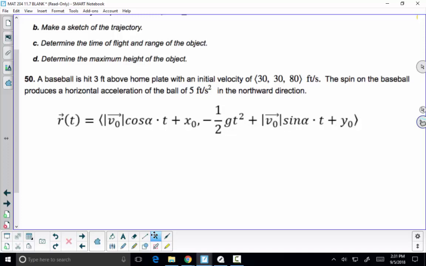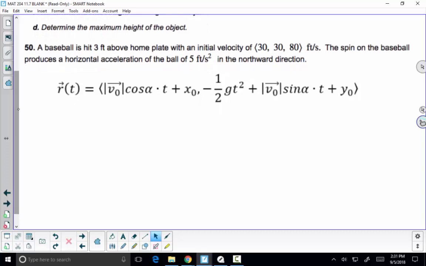That's our equation. So let's take a look carefully here. So the ball is hit 3 feet above home plate. So 0 for x, 3 for y. Make sense? And then they give us the initial velocity vector. So we find the magnitude of it to get the magnitude of v naught. Everyone follow that?